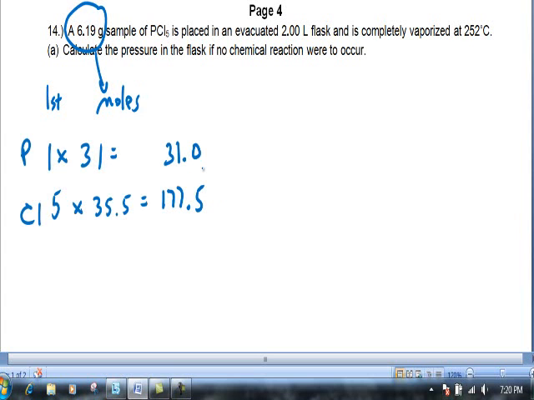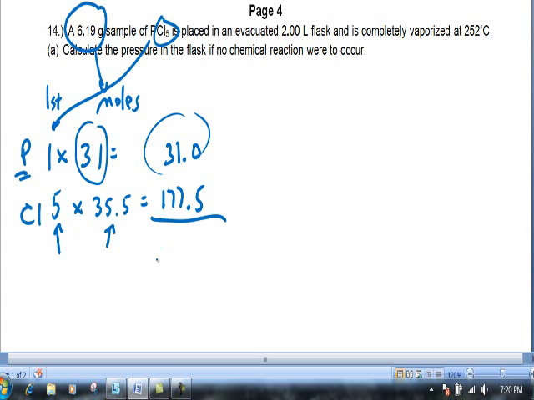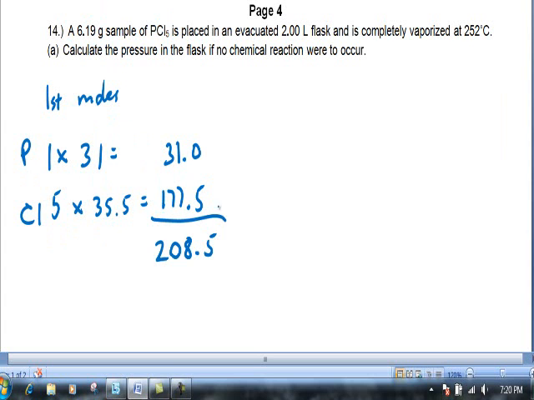Using the periodic table, we can find that phosphorus has a mass of 31. There's one atom of phosphorus in our sample, so 1 times 31 gives us 31 grams coming from phosphorus. There's 5 chlorines in our formula, so 5 times 35.5, the mass of chlorine obtained from the periodic table, gives us 177.5. Adding these together will give us the mass of 1 mole of PCl5. We find that 1 mole of PCl5 has a mass of 208.5 grams per 1 mole.